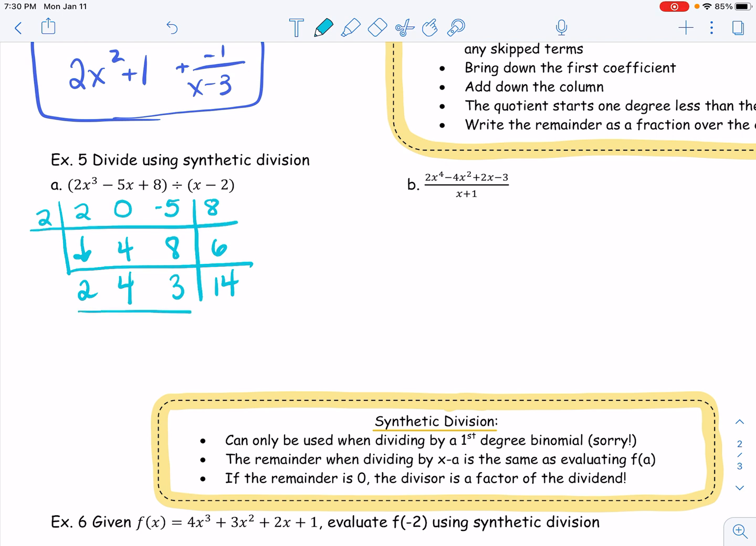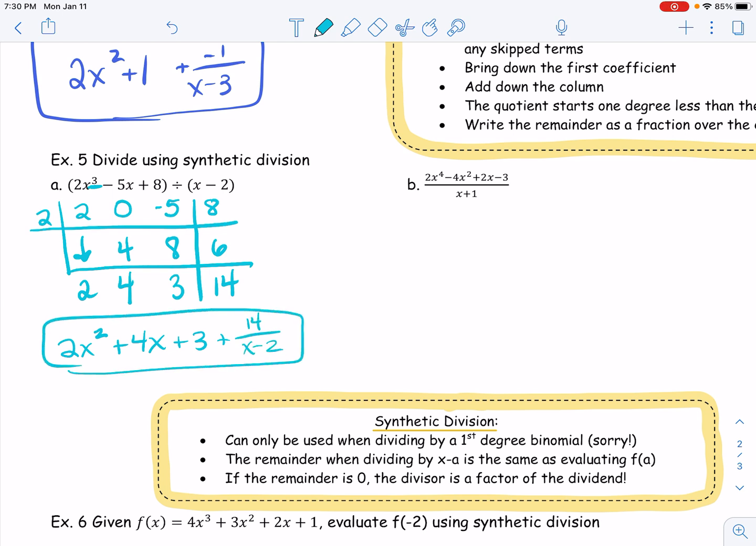So here's my quotient. Here's my remainder. Okay. So quotient always starts with 1 degree less. 2x squared plus 4x plus 3 plus a remainder of 14 over x minus 2. Done. See how quickly this can go once you're familiar with this process? Let's try one more time.